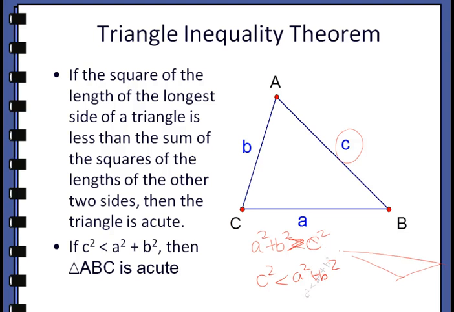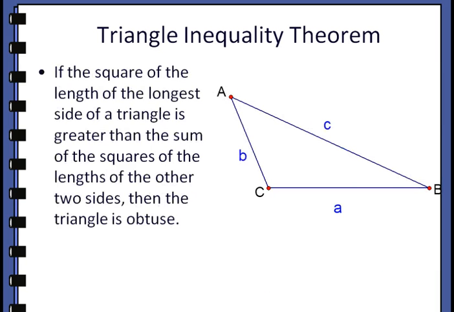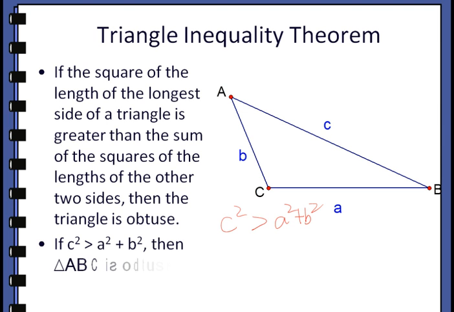Now, if the square of the length of the longest side of a triangle, c squared, is greater than the sum of those, a squared plus b squared, if this one's so big because it's a big obtuse side, then we know it's an obtuse triangle. So in this case, if c squared is greater than a squared plus b squared, then we know triangle ABC is obtuse.